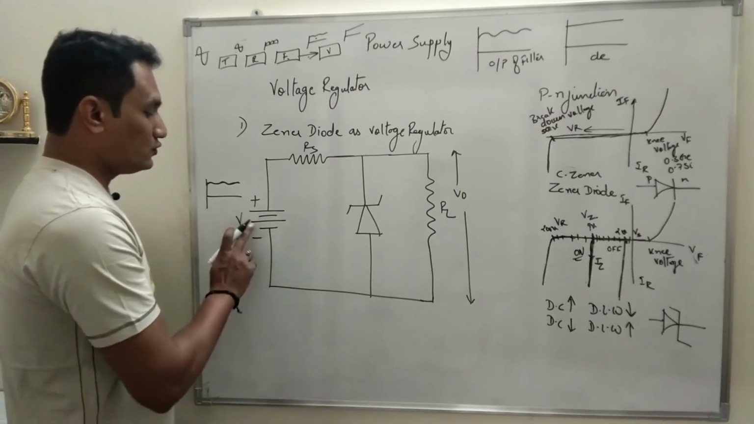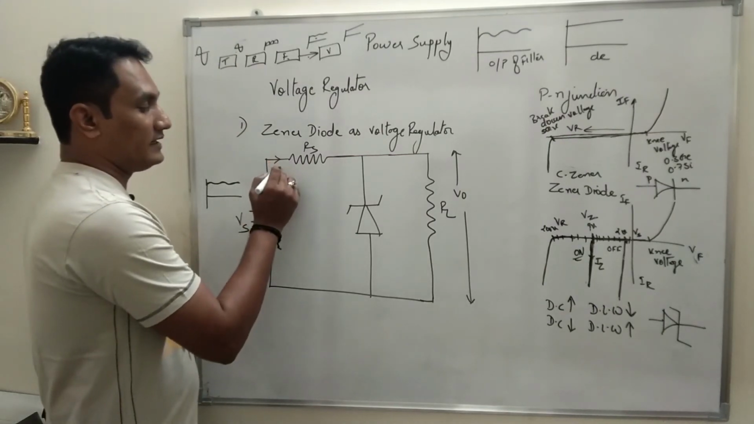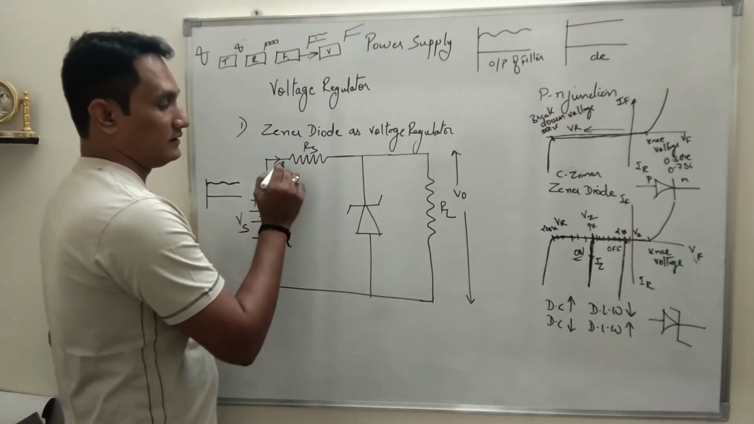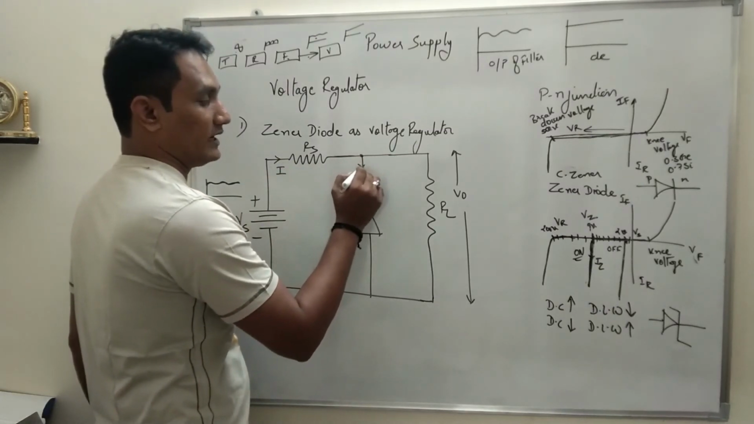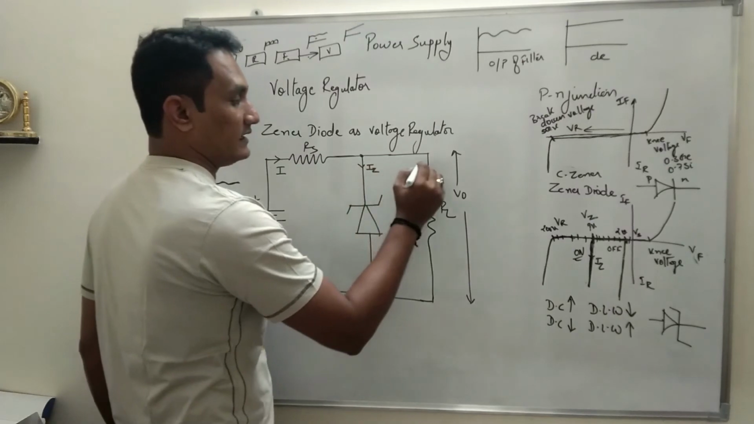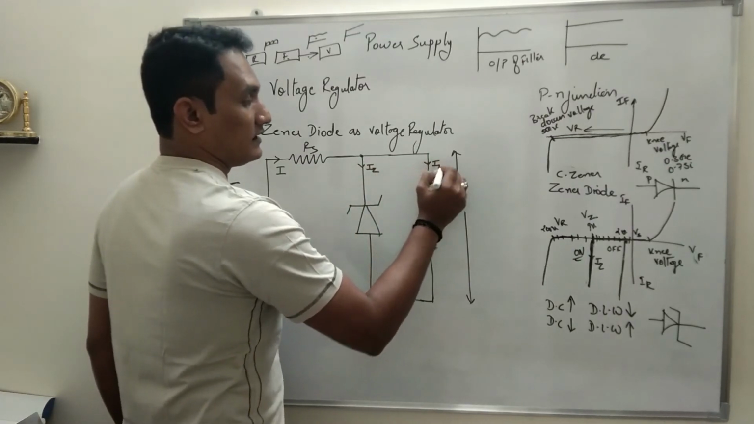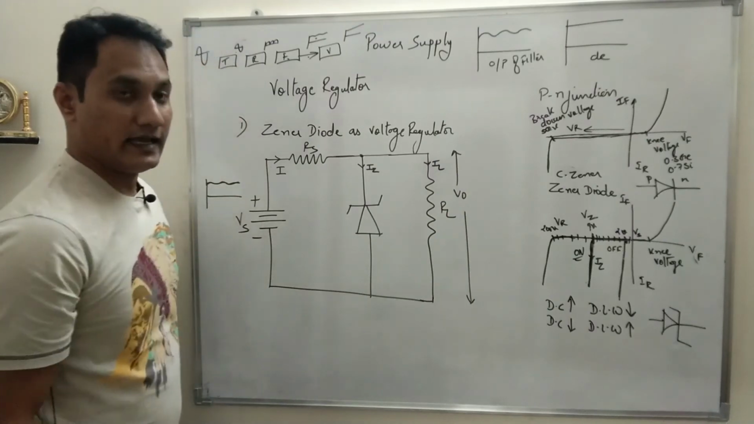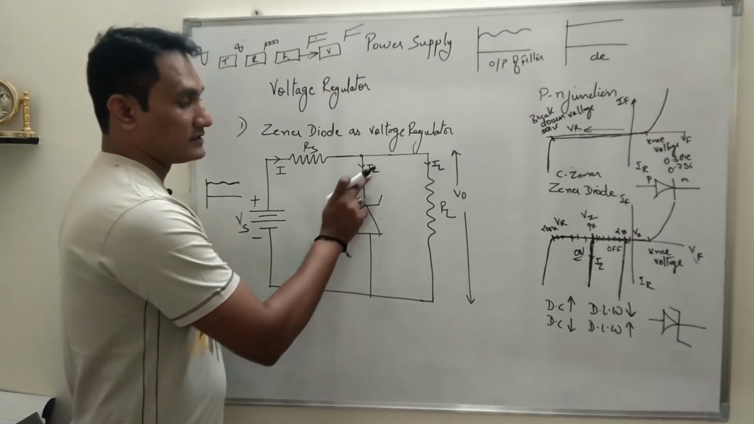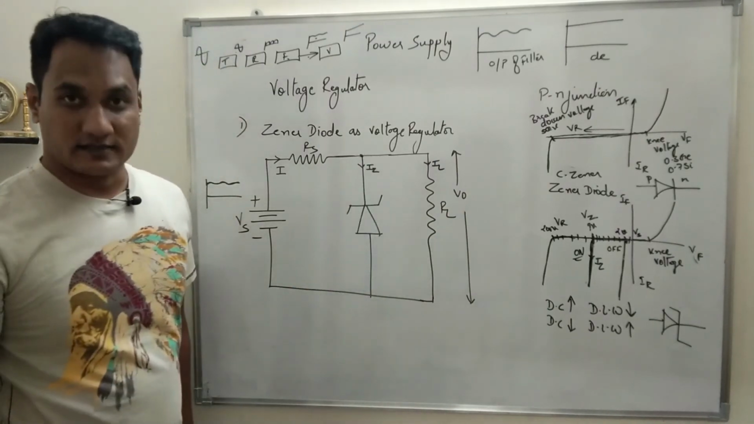As soon as input voltage is applied, current I will flow through the circuit. Current I will flow through the series resistance. At this point it will be divided into two parts: the current flowing through the load resistance, I will call it IL, and the current flowing through the Zener will be Iz.